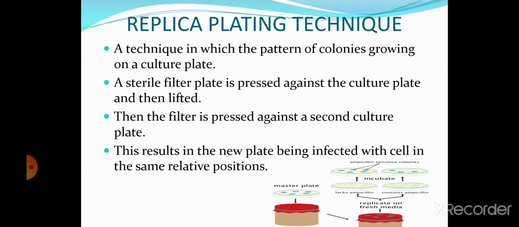So, when we press the first culture plate, there is no change. When we press against the second culture plate, this results in the new plate being infected with the cells in the same relative position. We can see the growth here. Usually, the medium in the first culture plate differs from the second one. It may include an antibiotic or lack a growth factor. In this way, transformed cells can be selected.